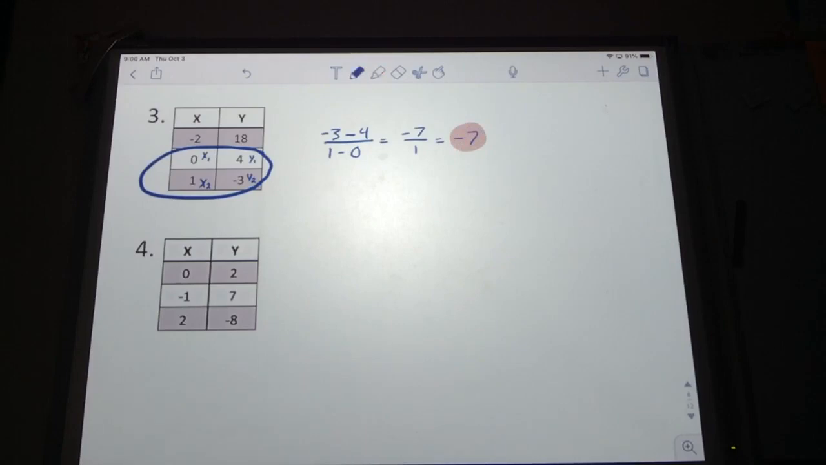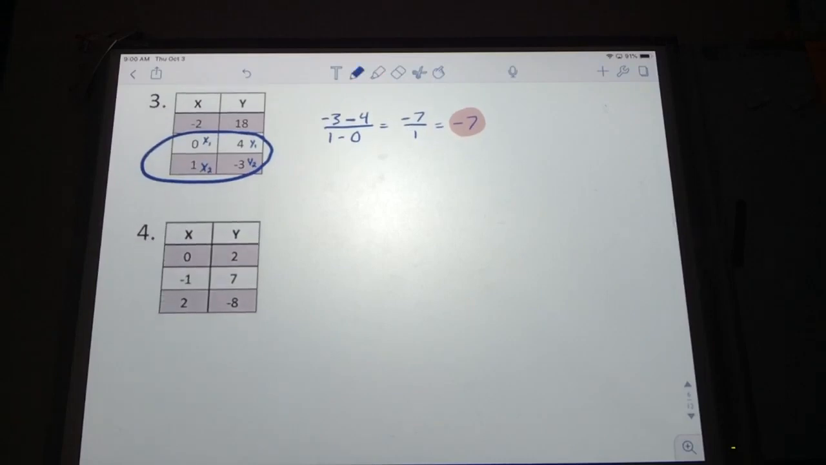Okay, so which 2 rows would I use on number 4? The first 2 is what I would use. They're the smallest numbers, and the top row doesn't have a negative, so I obviously want to use that one. So y2, y1, x1, x2. So that is 7 minus 2 over negative 1 minus 0. So that is 5 over a negative 1. If we simplify that, that is a negative 5.